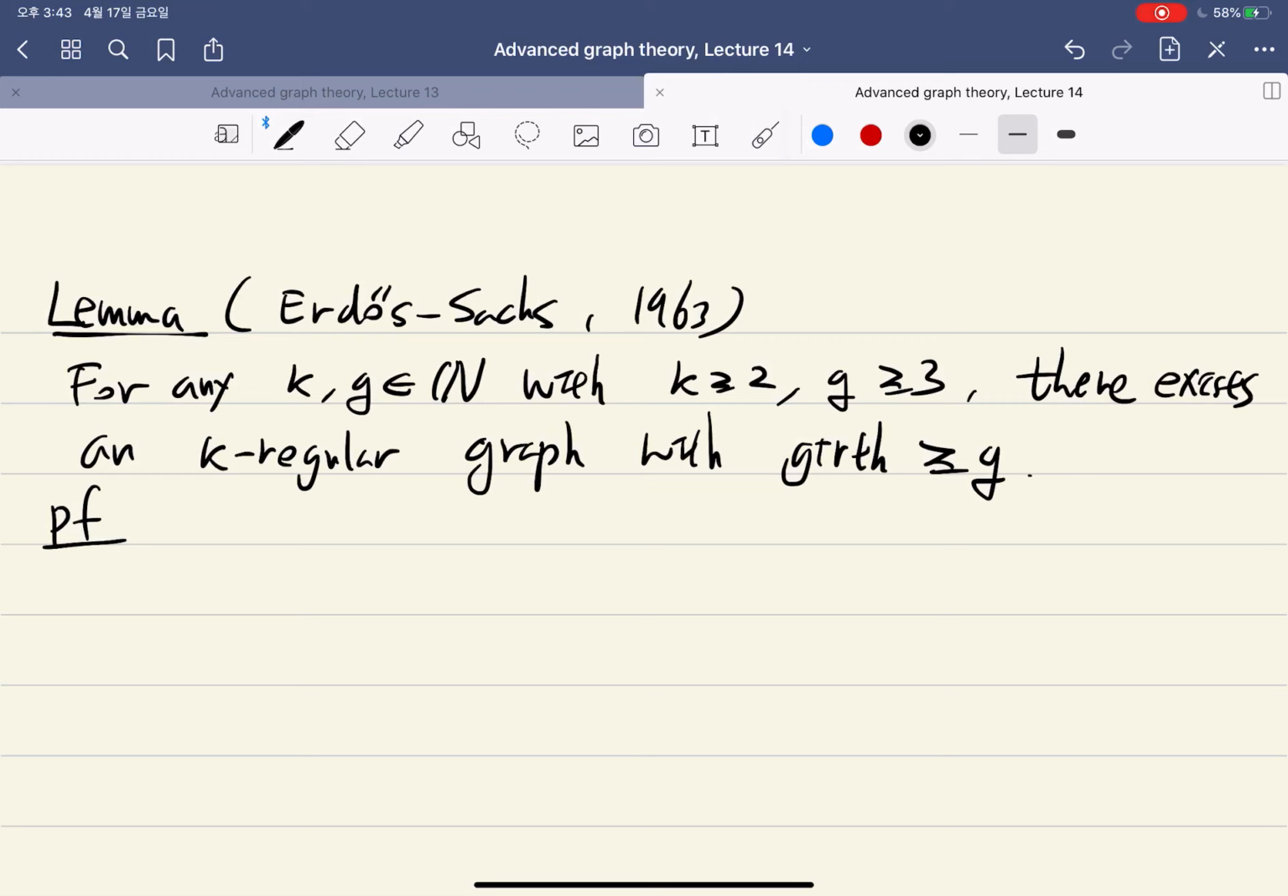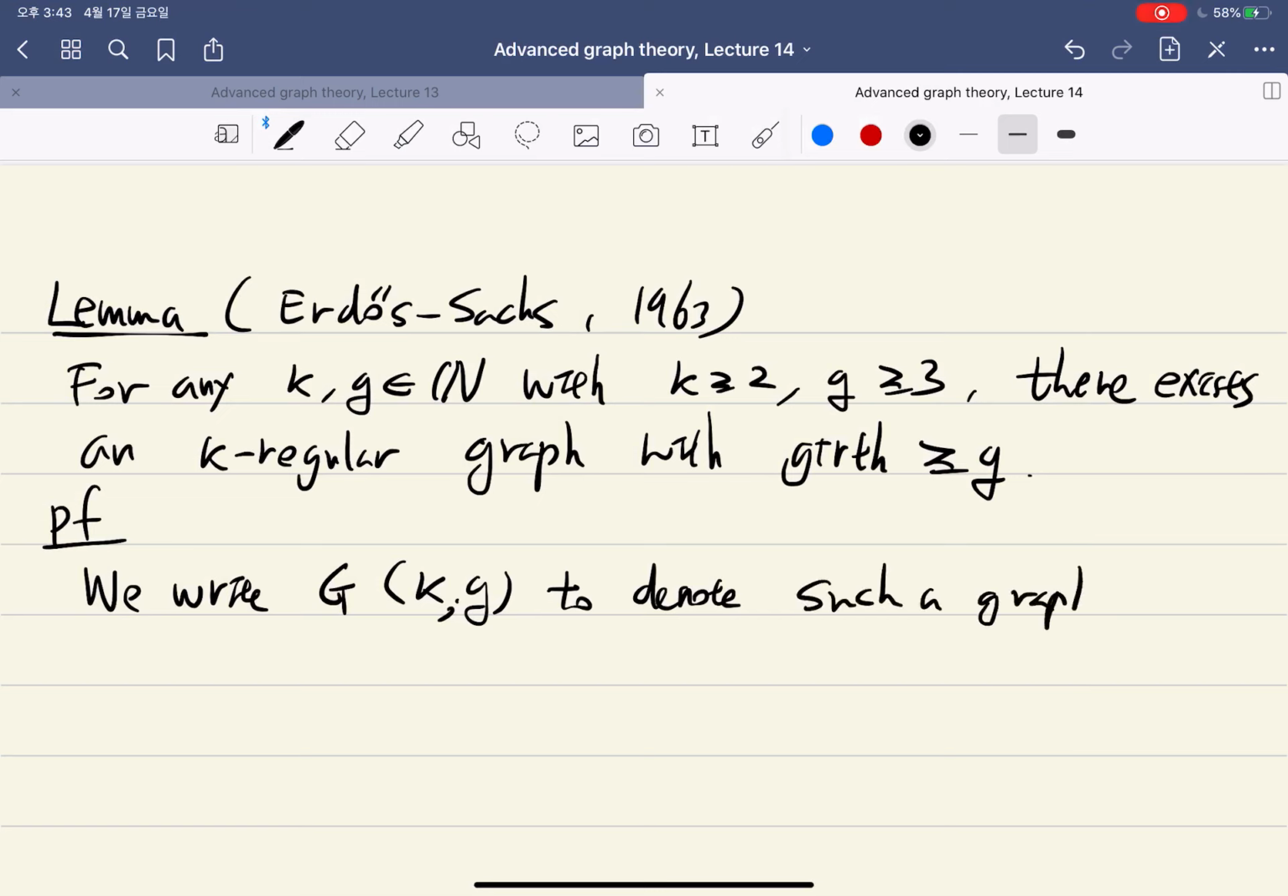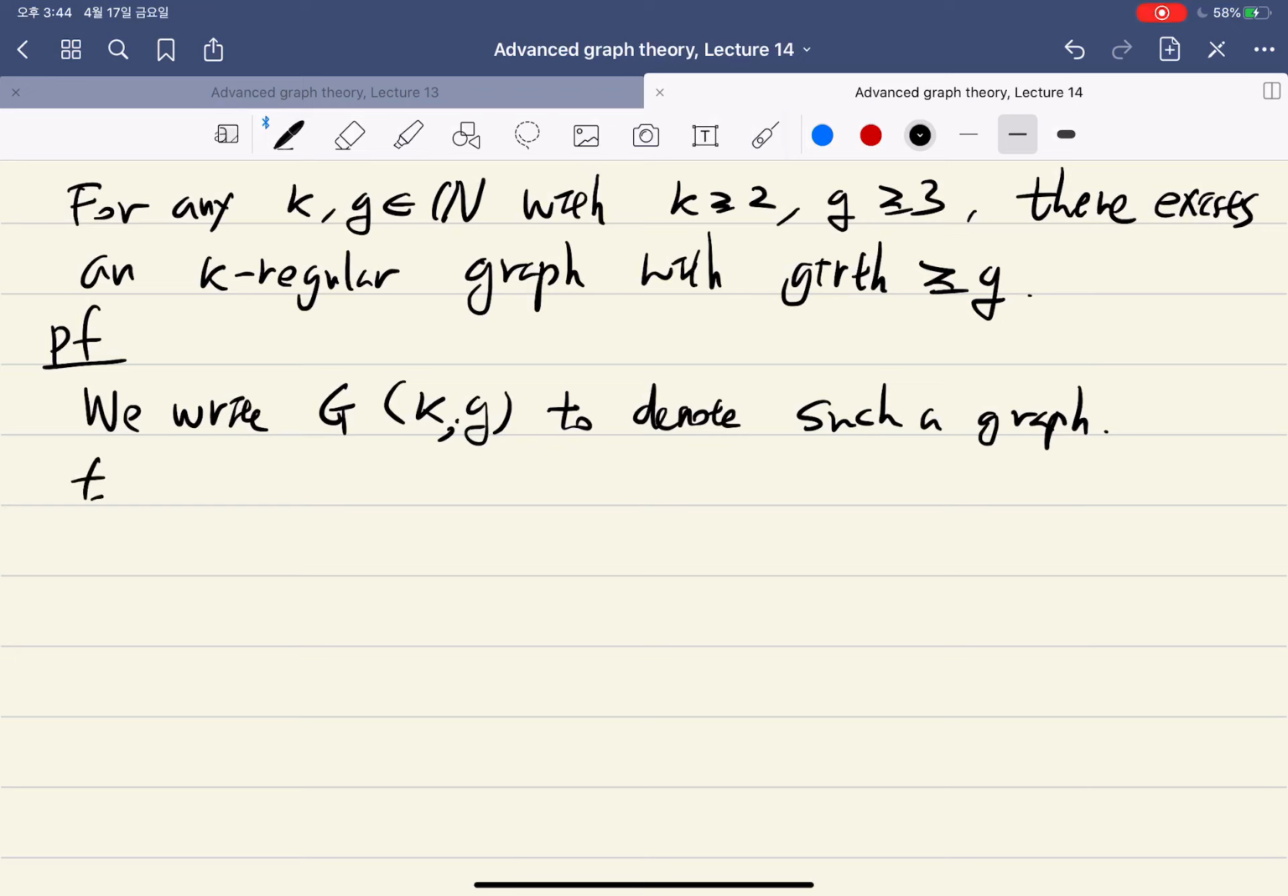So let's prove this. We can actually prove this using induction. Let's write G_{k,g} to denote such a graph. If there is more than one such graph, we let one of them be G_{k,g}. Then, for g equals 3, G_{k,g} exists for all k. g equals 3 means that we don't care about the cycles at all, so we can just take any k-regular graph, and that's okay.